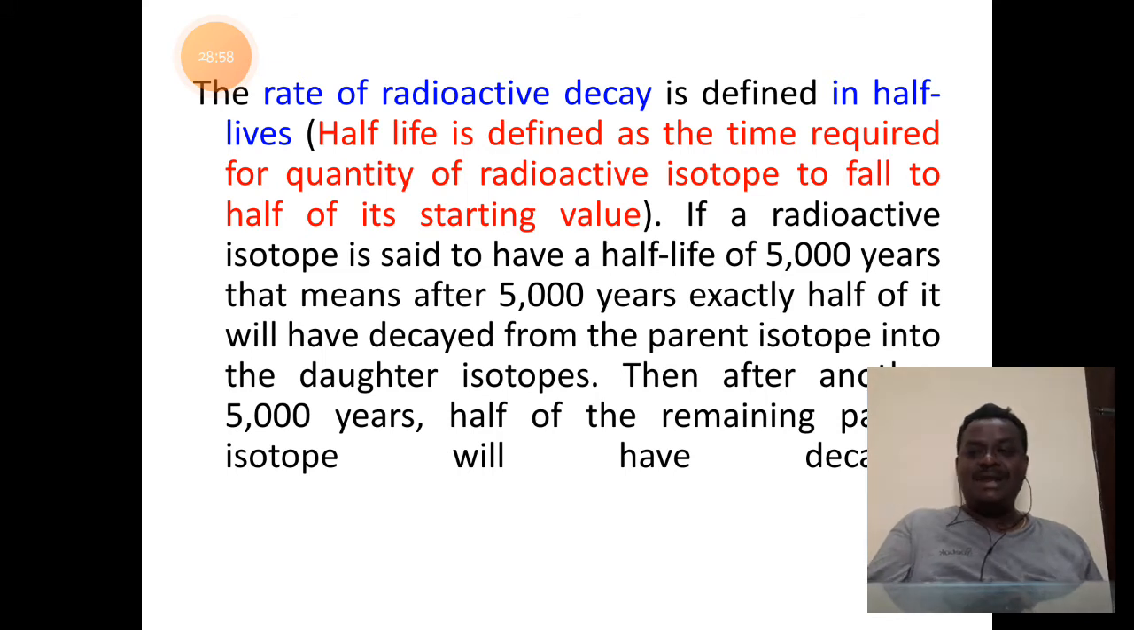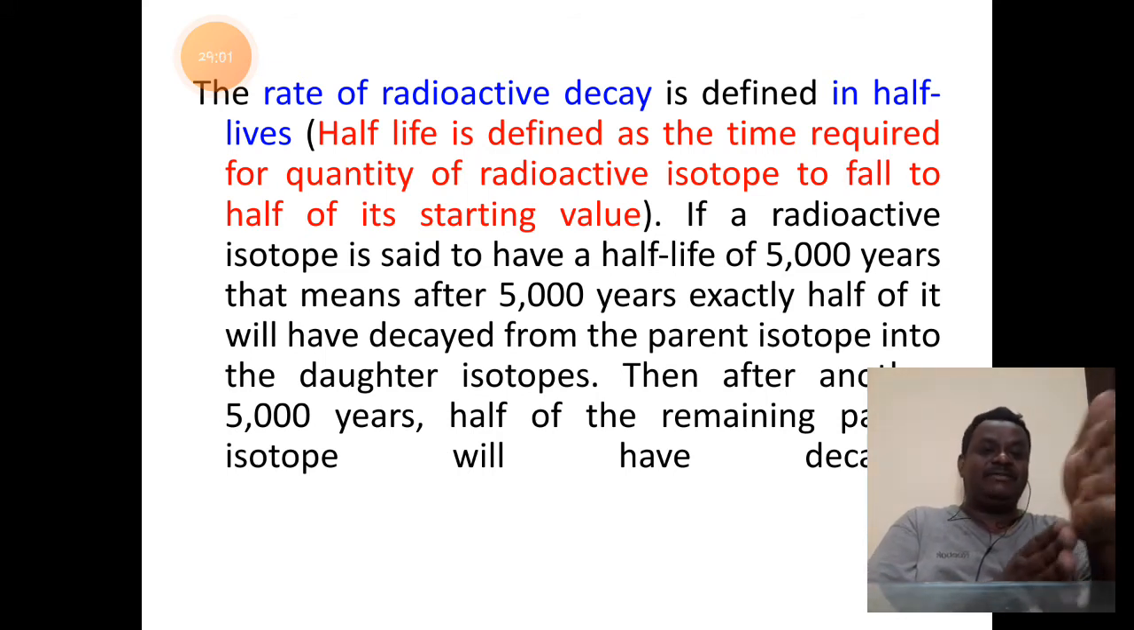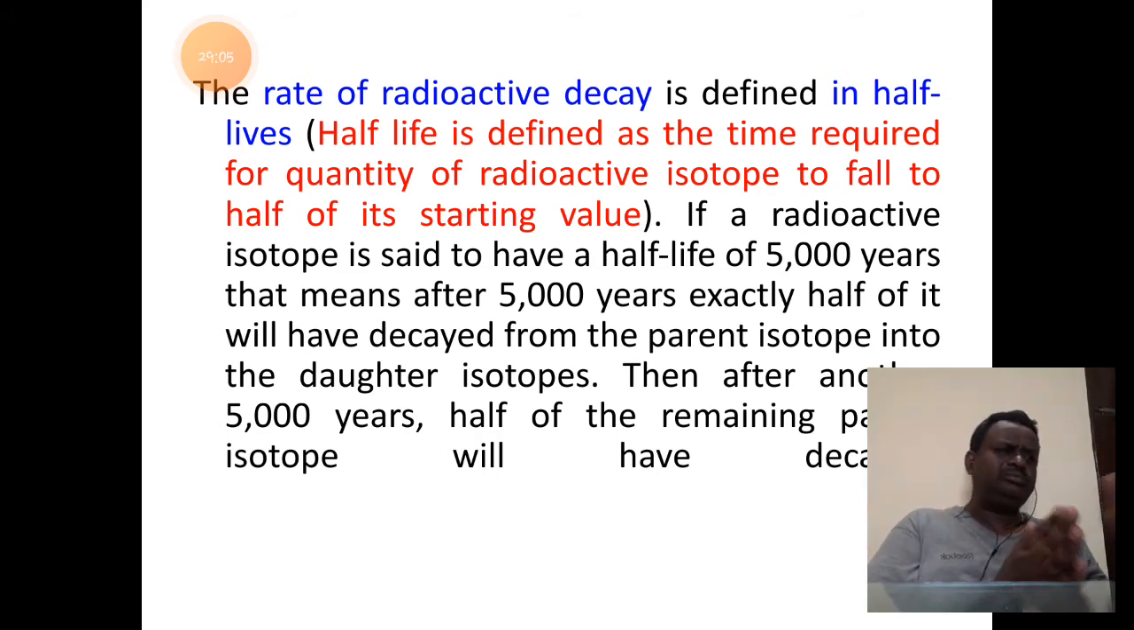So 100 reduced to 50 takes 5,000 years. This 50 again reducing to 50% will take another 5,000 years. Like this it keeps on changing its value. This value we call the half-life period.